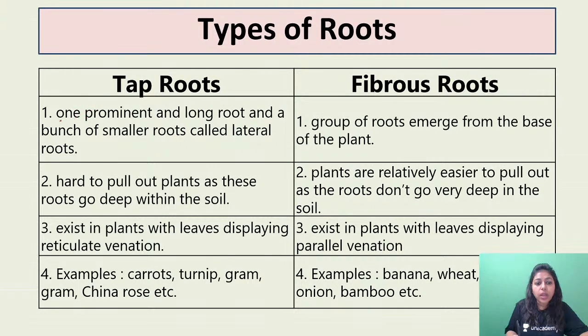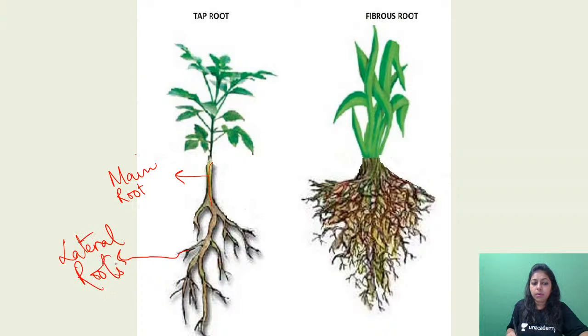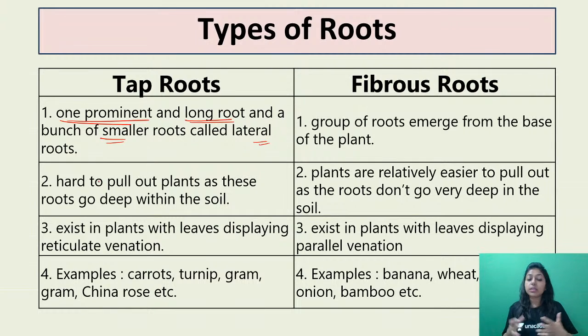In taproots, there is one prominent long root and a bunch of smaller roots called lateral roots. Here we have one main root and there are several roots arising from this main root. We call them lateral roots. So this is what a taproot system is. These roots go deep in the soil, so they fix the plant firmly. And as they fix the plant firmly, it is very hard to pull them out of the soil. That is one of the important features of taproots.